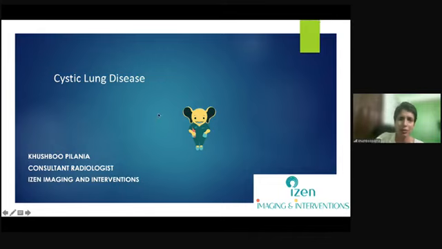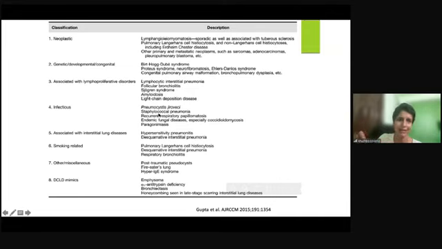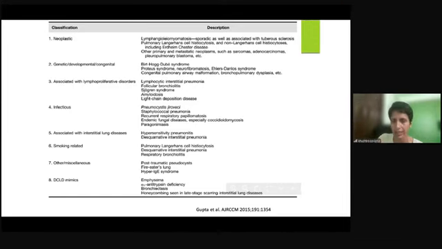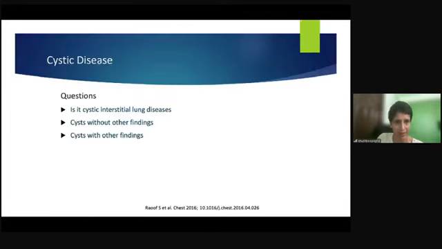So the entire question when we talk of cystic lung diseases is that there are multiple insults which lead to formation of cysts within the lungs. Now the question is how to differentiate one from the other basis the findings on HRCT, how to triage them and to understand what particular pathology we are dealing with.